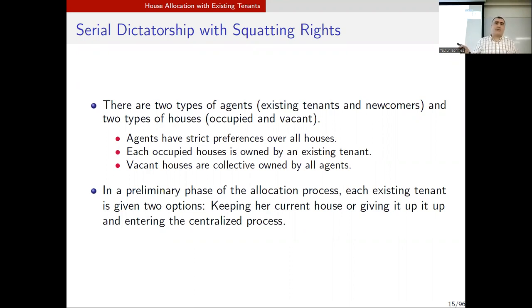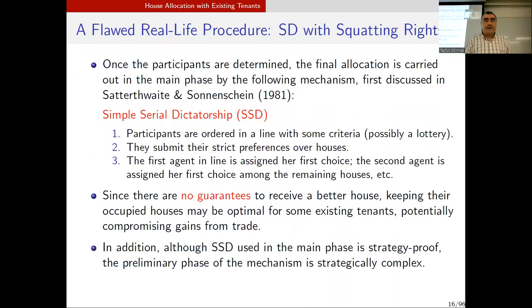The options are, you either keep your house, and that's where you stay, or you give it up and enter the centralized process, because central planners need to know what houses they have to allocate and who the participants are, right? Now, once the participants are determined, the final allocation is carried out with simple serial dictatorship. It's a very simple mechanism.